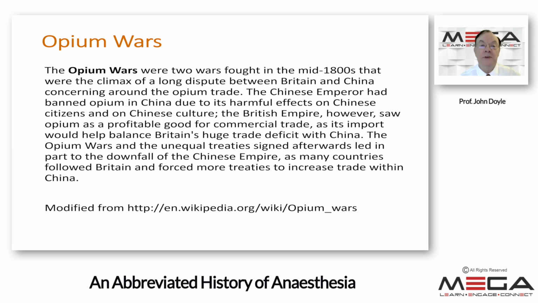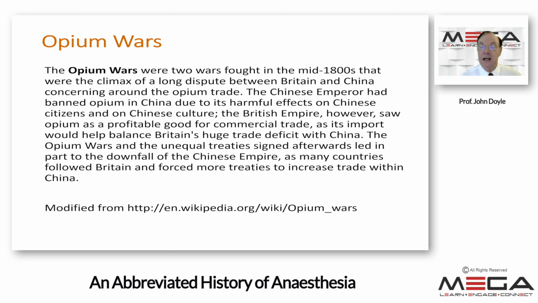The Opium Wars were 2 wars fought in the mid-1800s that were the climax of a long dispute between Britain and China concerning the opium trade. The Chinese emperor had banned opium in China due to its harmful effects on Chinese citizens, as you just saw in the opium dens. The British Empire, however, saw opium as a profitable good for commercial trade, as its import would help balance Britain's huge trade deficit with China.